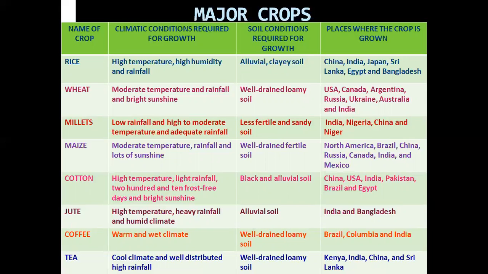Cotton. Cotton requires high temperature, light rainfall, 210 frost-free days, and bright sunshine for its growth. It grows best on black and alluvial soils. China, USA, India, Pakistan, Brazil, and Egypt are the leading producers of cotton. It is one of the main raw materials for the cotton textile industry.